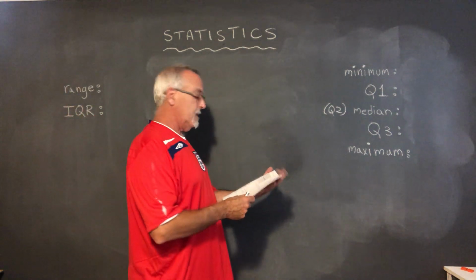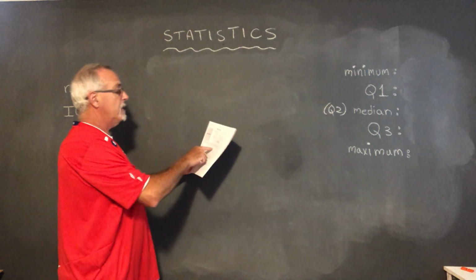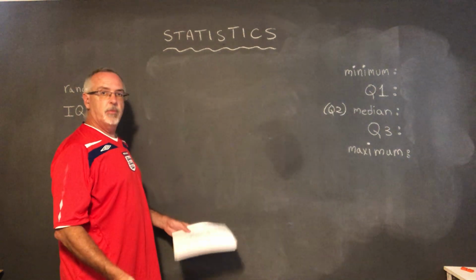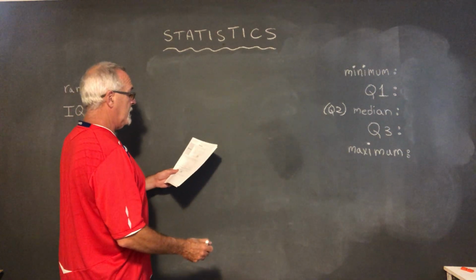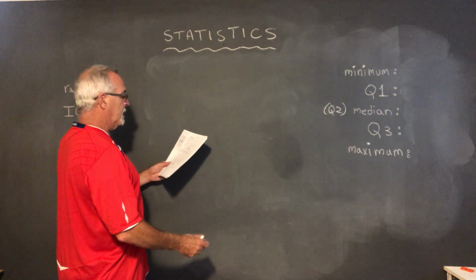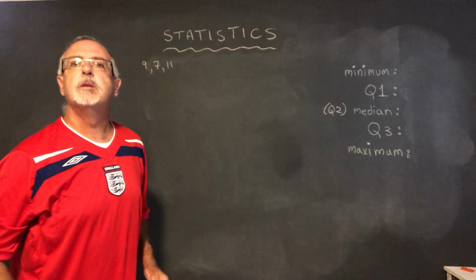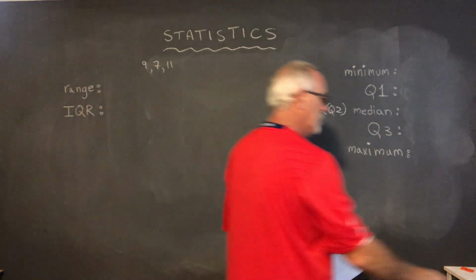Again, the data is not given in order, so I'm going to give it in the random order that it is presented, and I'm going through the process of reordering it. We have number of hours, 9, 7, 11, 16. Am I writing too small? I think I am writing too small. I'm going to make it a little bigger.